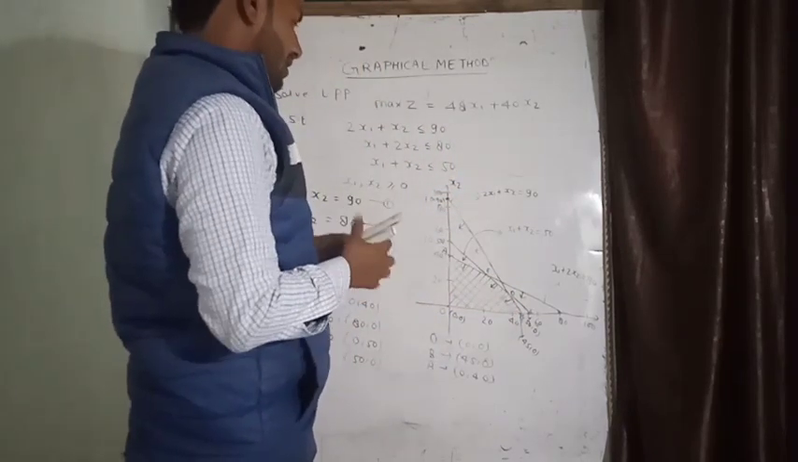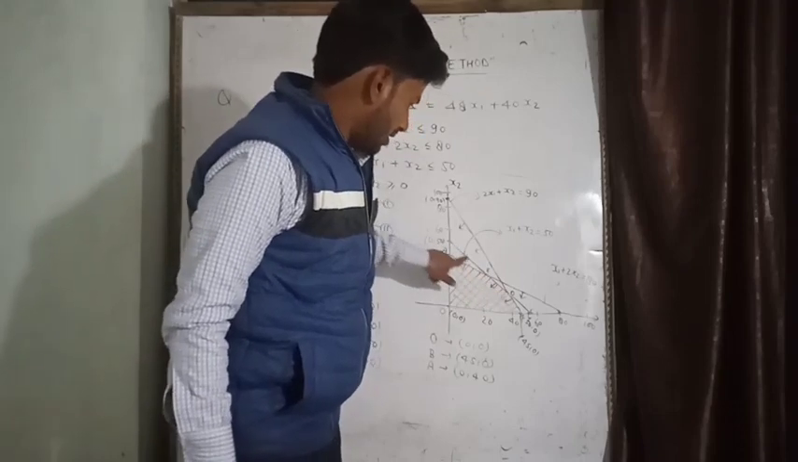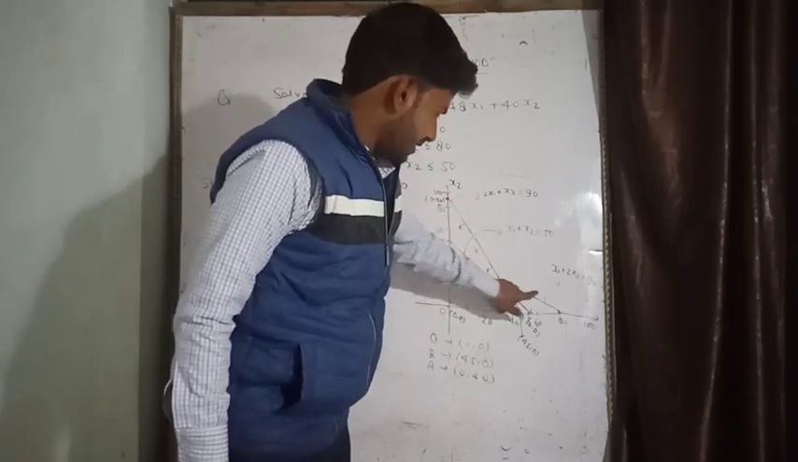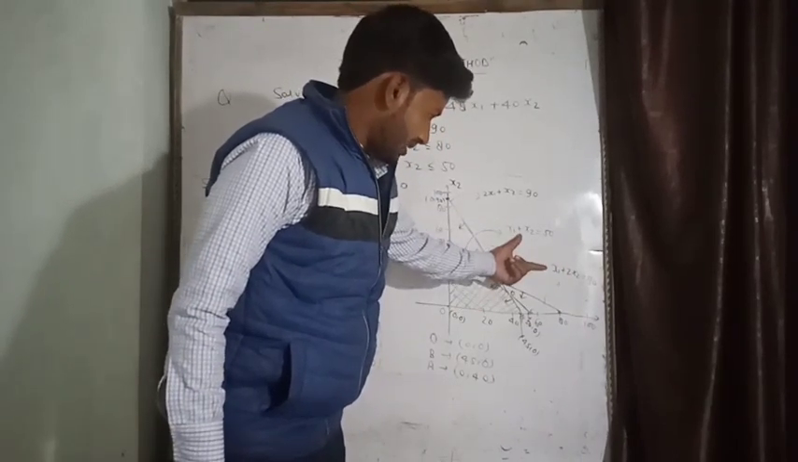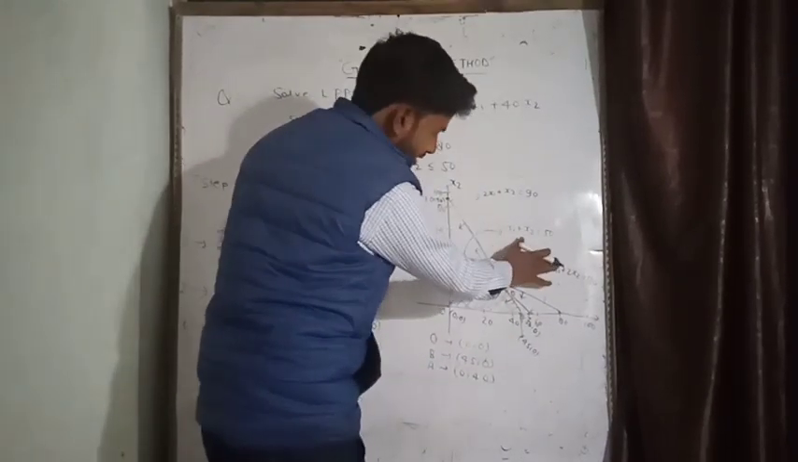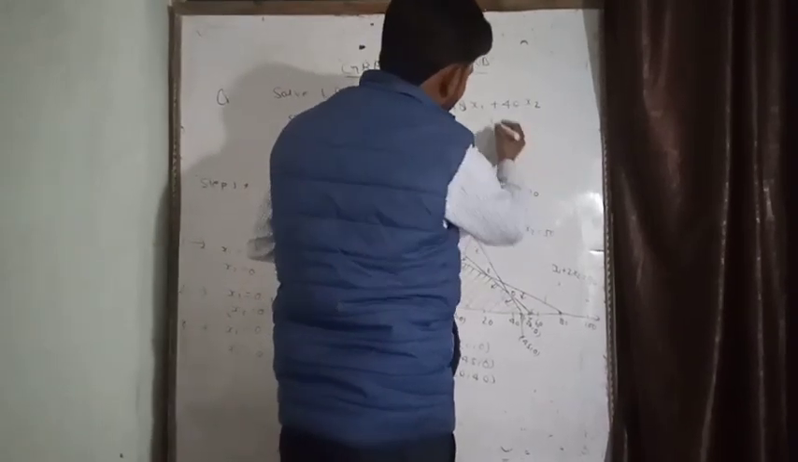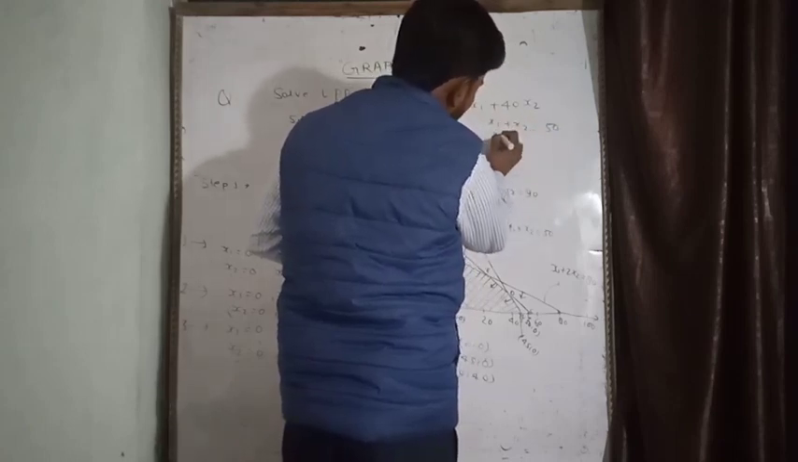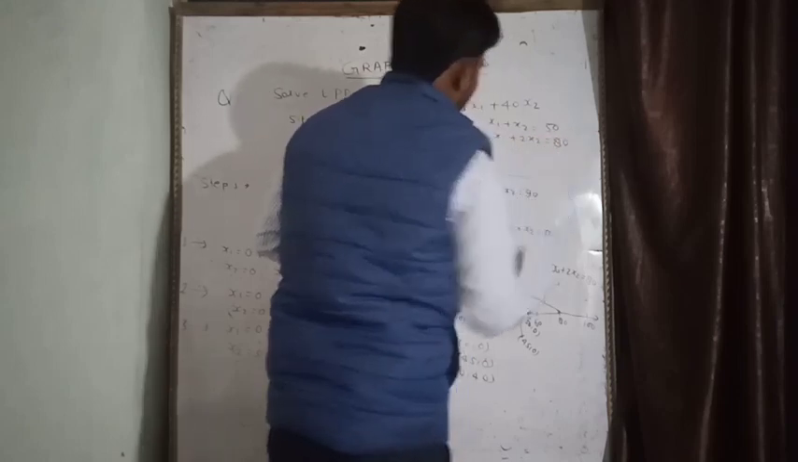Here we see that E is the intersection of this line, that is x1 plus x2 is equal to 50, and this line, that is x1 plus 2x2 is equal to 80. So this point E is the intersection of these two lines. So if we solve these two equations, x1 plus x2 is equal to 50 and x1 plus 2x2 is equal to 80.